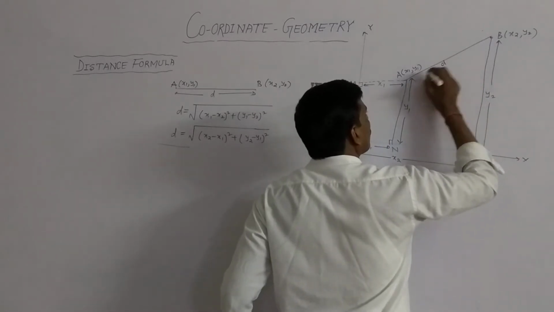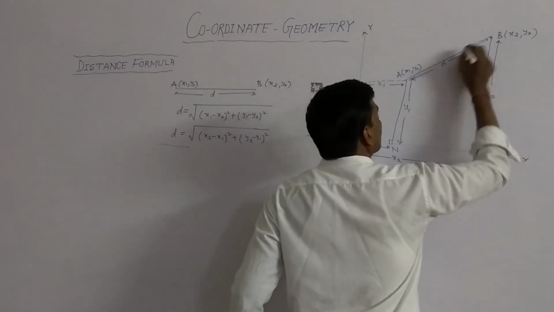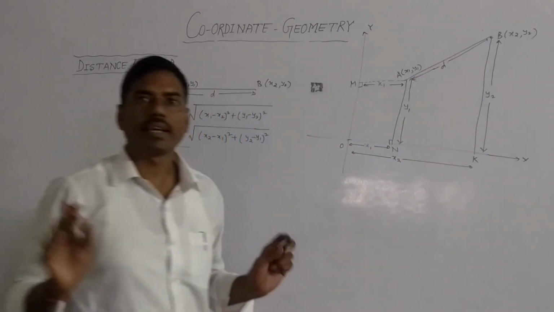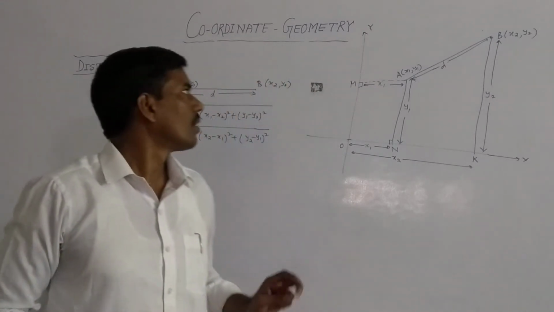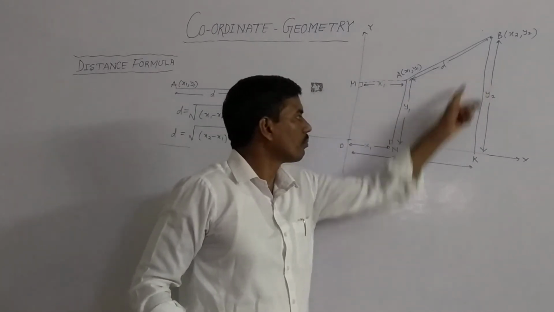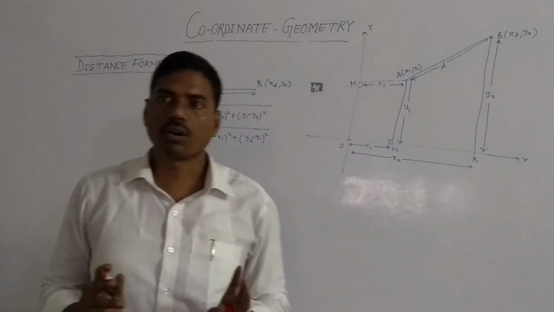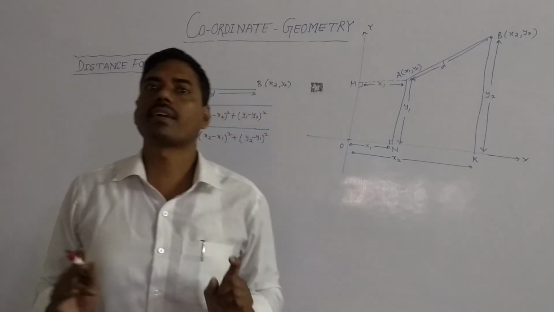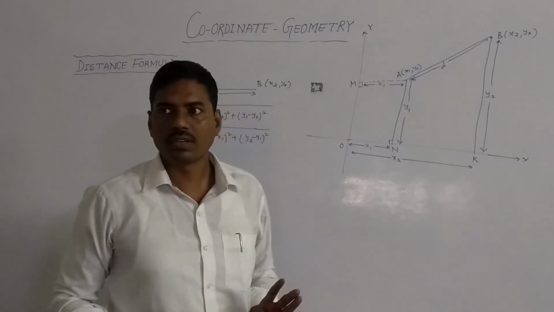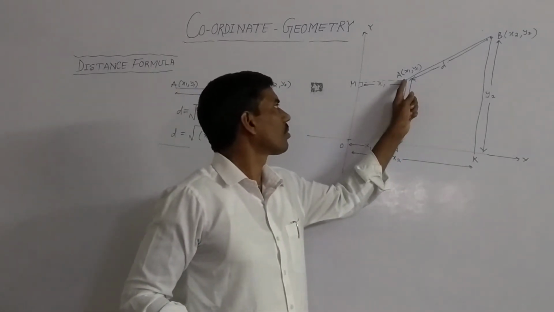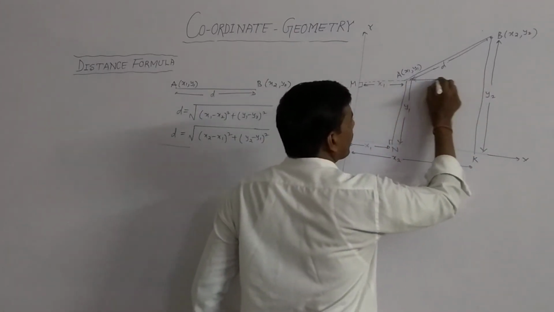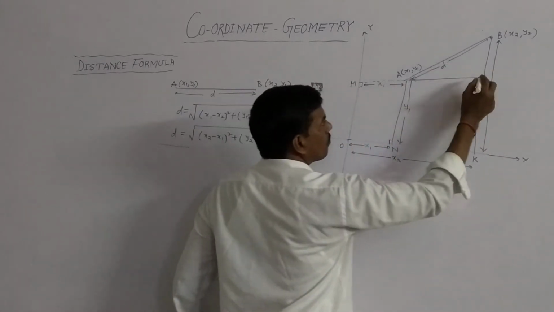The measurement of AB is D, which we have to find. Join A and D. Clear? Now, draw a perpendicular from A to BK. We have to find a right angle triangle. There is no triangle, so for this, draw a perpendicular line from point A to BK.